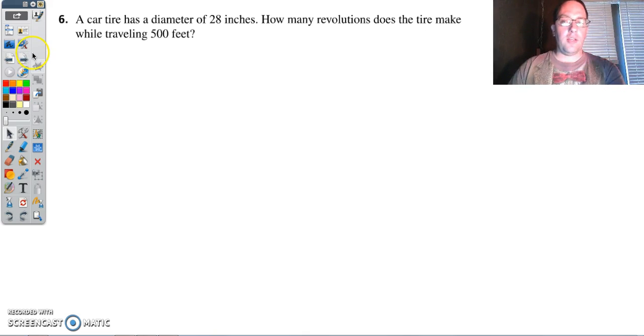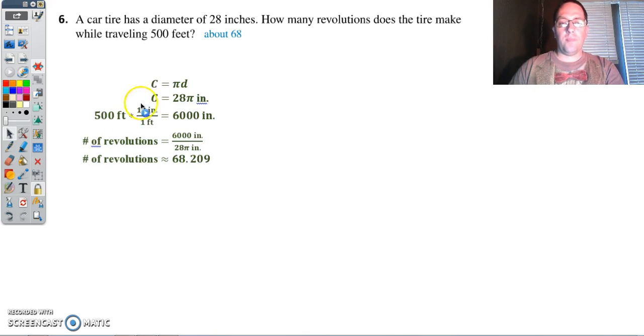All right, let's see how you did. Hopefully you got an answer of about 68 revolutions. If not, let's see why. All right, there you go. There it is. So first we need to know how far one revolution is. So pi times diameter. So 28 inches are diameter, so we have 28 pi inches.